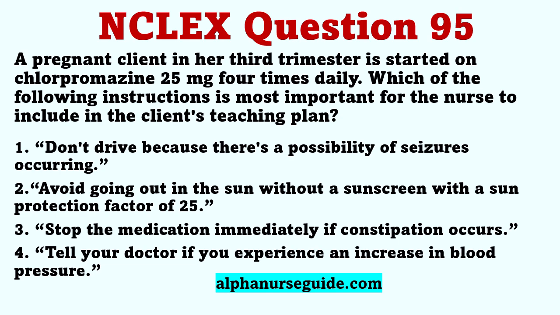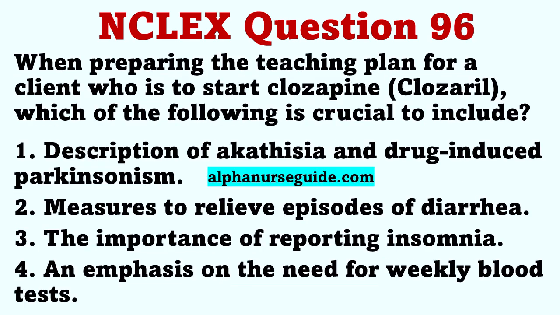When preparing the teaching plan for a client who is to start clozapine, which of the following is crucial to include? 1. Description of akathisia and drug-induced Parkinsonism. 2. Measures to relieve episodes of diarrhea. 3. The importance of reporting insomnia. 4. An emphasis on the need for weekly blood tests.